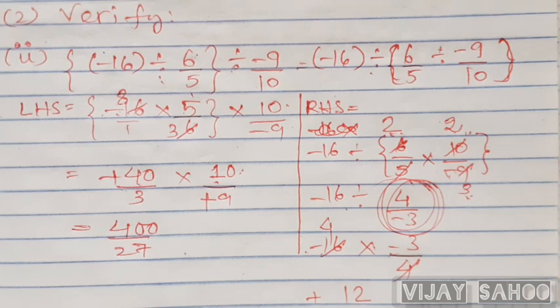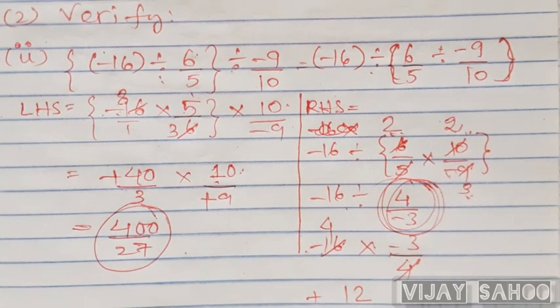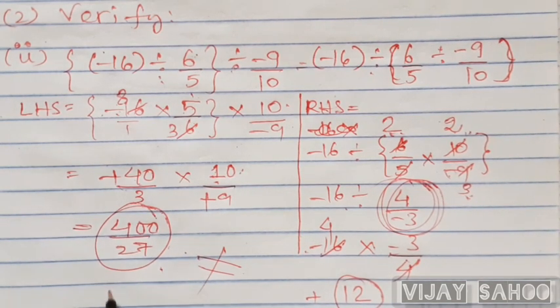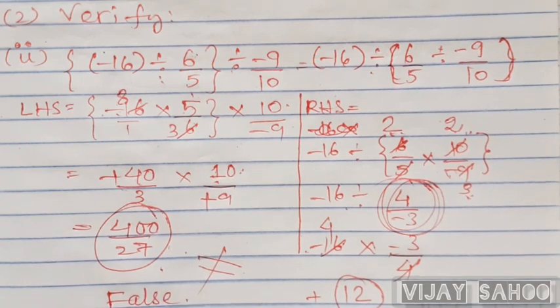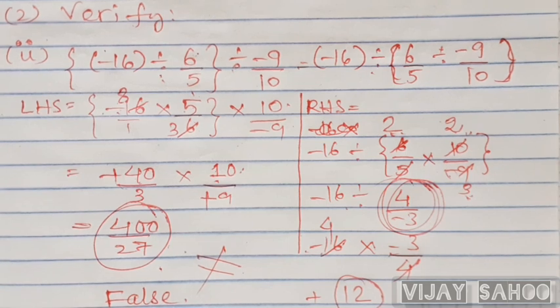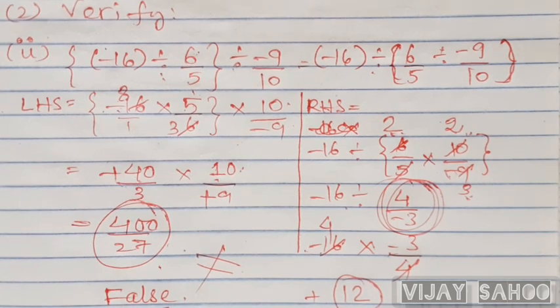So what I got? One is 400 by 27. One is plus 12. Is it equal? No, not equal. So this statement is false. Why am I writing false? Because in the question it is asked that you have to say whether the statement is true or false. So we'll say that it is a false statement. In this way you have to do the verification.